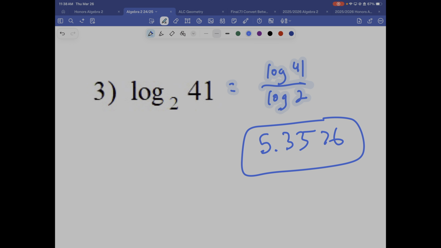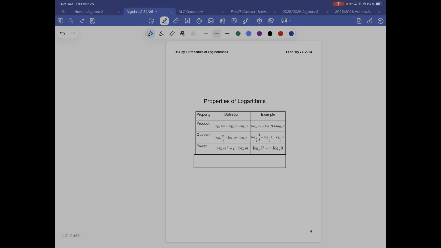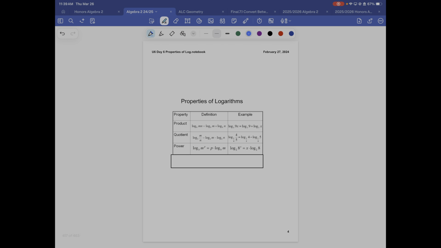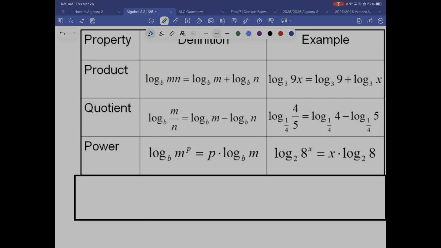Everybody good? Able to do the change of base formula? Questions with the change of base formula? All right. Now, to use this, we need to know some properties of logs.